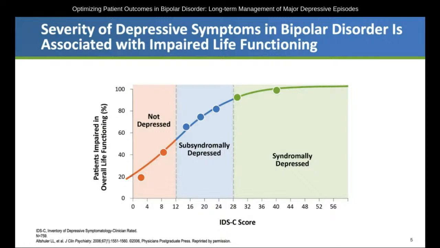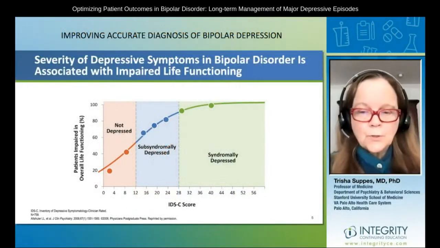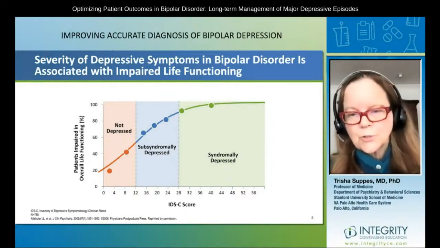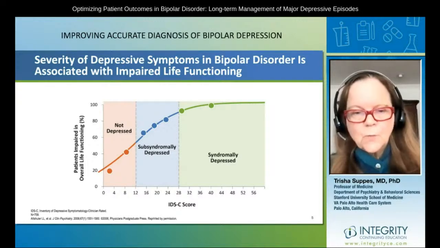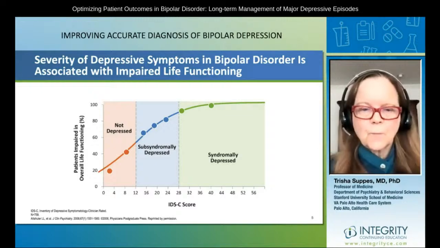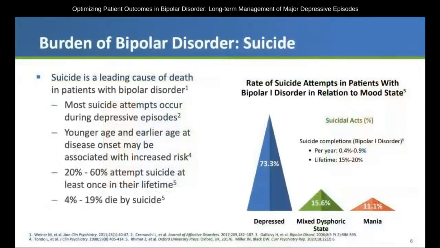And you can see here, not depressed is the far left, the middle. In subsyndromal depression, you're almost as impaired as in full syndromal depression. And this is using the Inventory of Depressive Symptomatology, a very good scale put together by Rush. This is the clinical version, but you can also use the self-rated version. So I think this nicely shows that depression, we sort of know this, right? But this is a very nice demonstration of how much it really affects people.